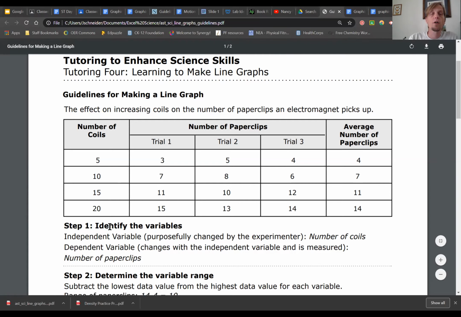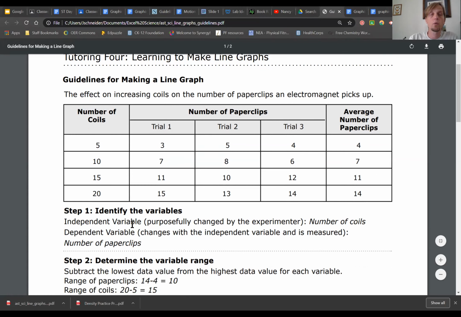So that's what step 1 is, just identifying the variables in any experiment. And so I remind you here, independent variable, dependent variable. It's the next part that gets a little tricky and that may freak some of you out.